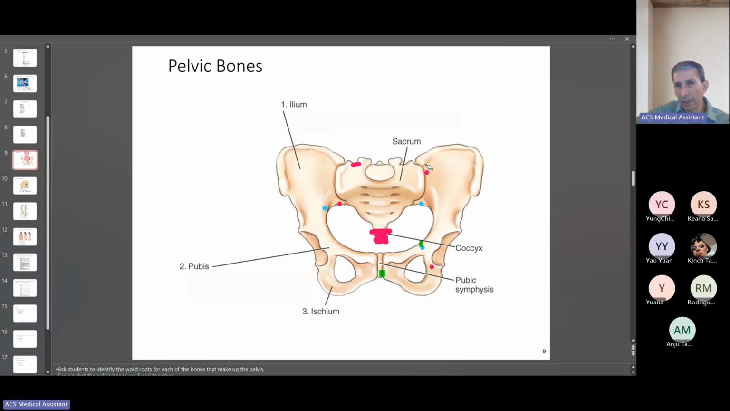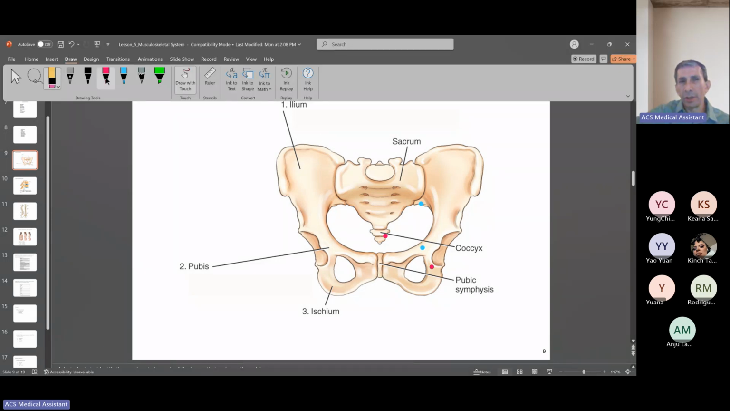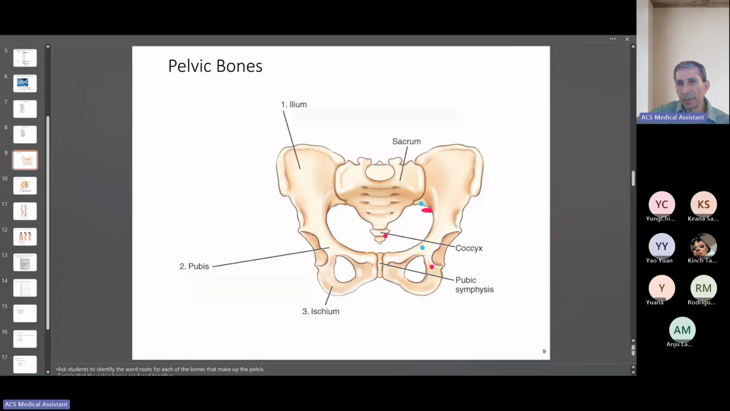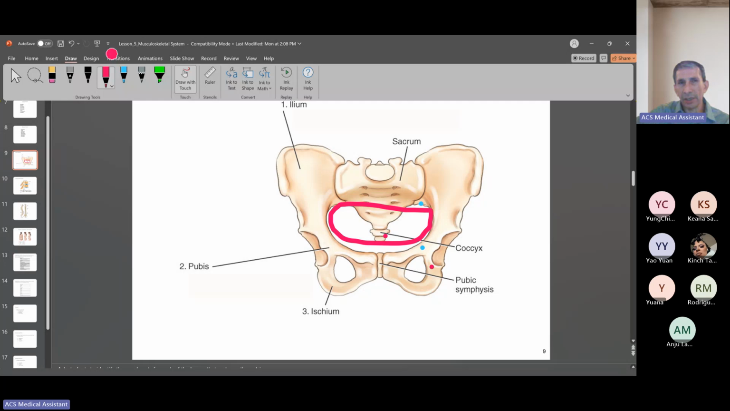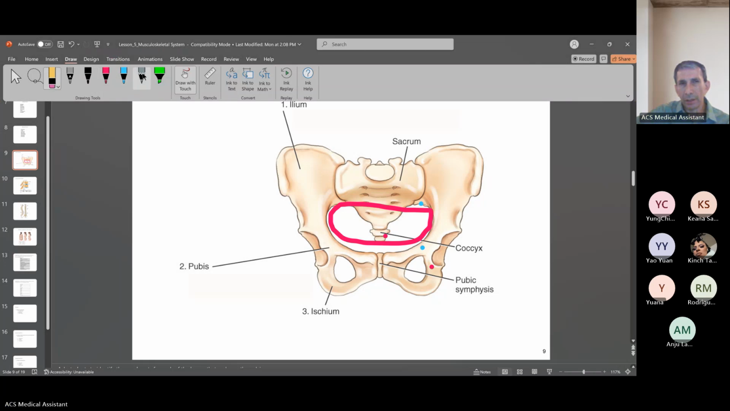The hips of the males are narrower. The hips of the females are broader. So this is a female's hip. How do I know that? Because it's very wide.